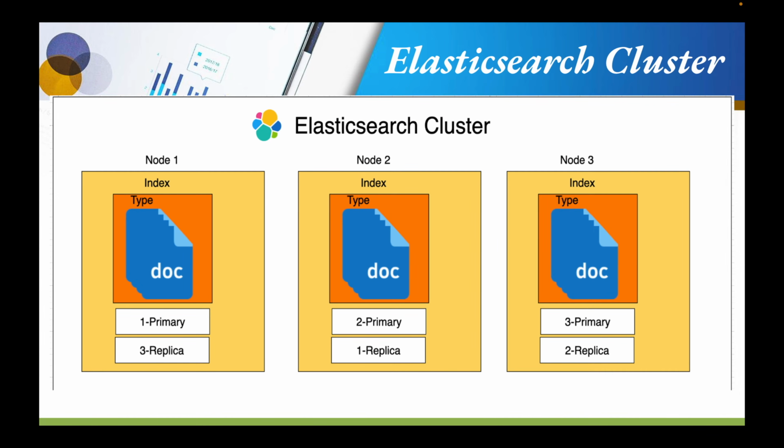And this is how the Elasticsearch cluster looks. This is the typical Elasticsearch cluster. Here I have node 1, node 2 and node 3, and each node will have an index. Inside the index we store the JSON documents. Here I mentioned the type, but you can ignore the type for the time being because type is not supported in the current versions. I will explain later why the type is deprecated and in which version. So we have a node, inside the node we have an index, and inside the index we have JSON documents. Each node will have primary and replica shards.